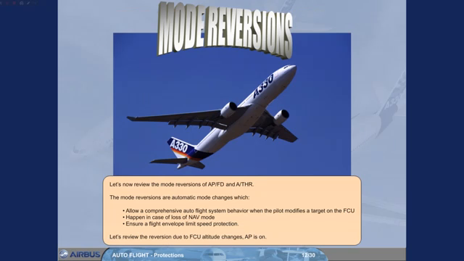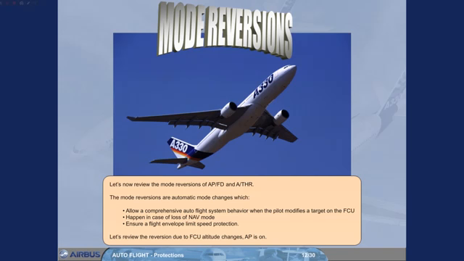Let's now review the mode reversions of Autopilot Flight Director and Auto Thrust. The mode reversions are automatic mode changes which allow a comprehensive autoflight system behavior when the pilot modifies a target on the FCU, happen in case of loss of navigation mode, and ensure a flight envelope limit speed protection. Let's review the reversion due to FCU altitude changes.